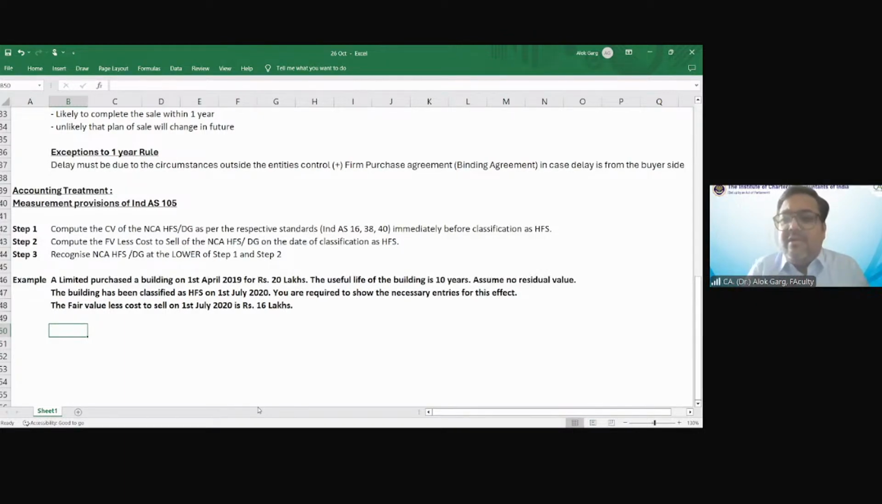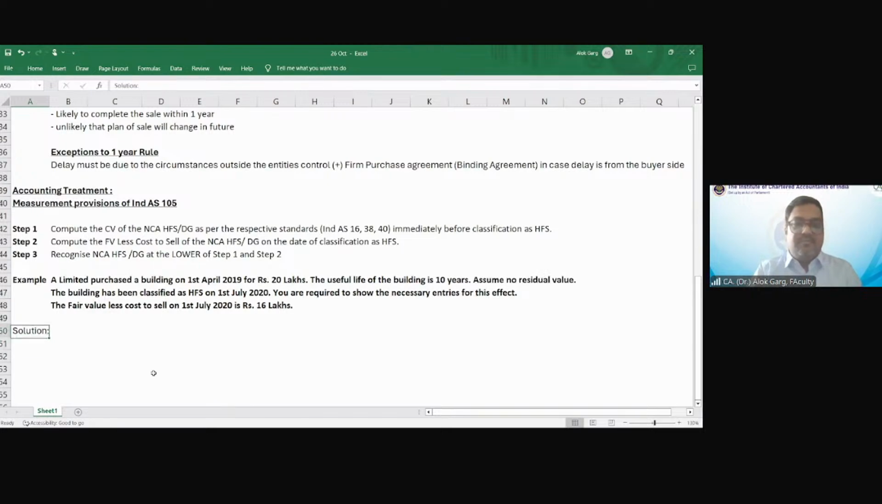Means after how many months? After 15 months. You are required to show the necessary entries for this effect. The fair value less cost to sell on 1st July 2020 is 16 lakhs. So I have to show the necessary effect.